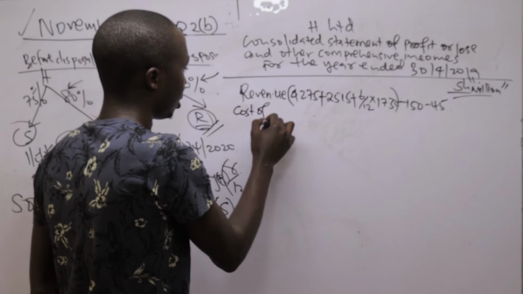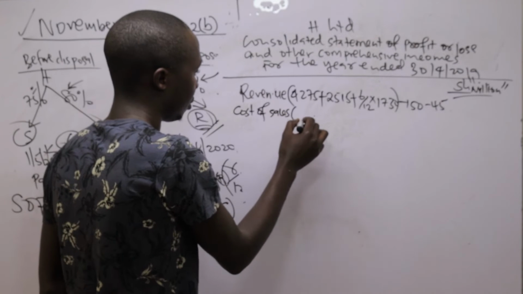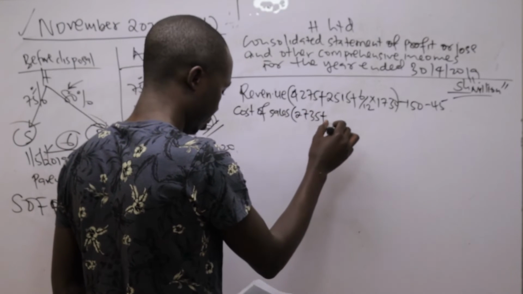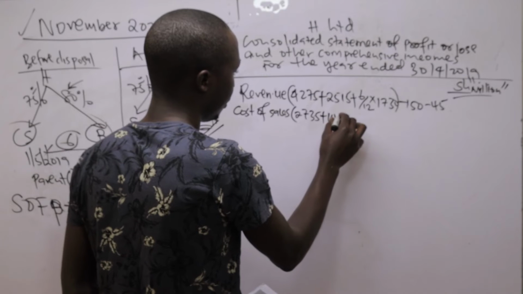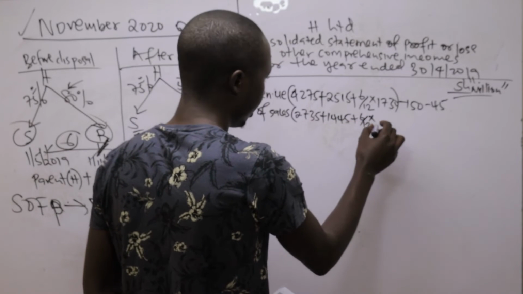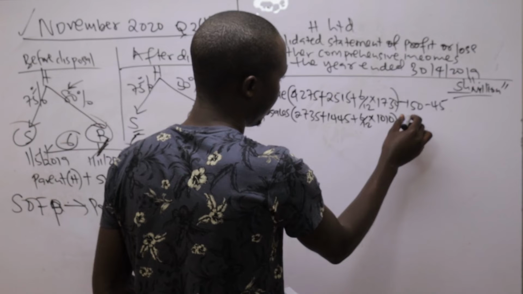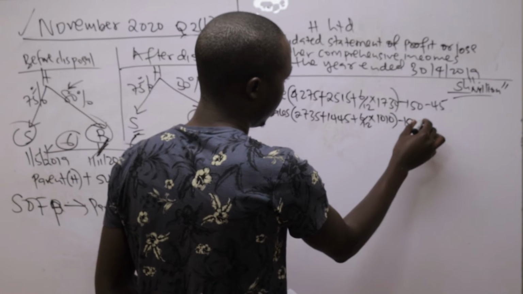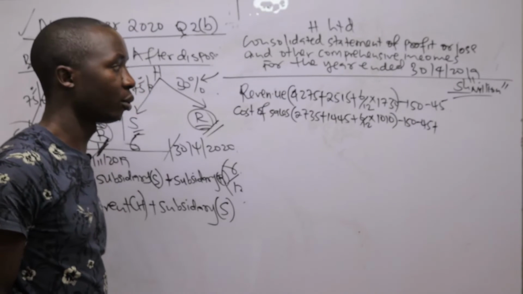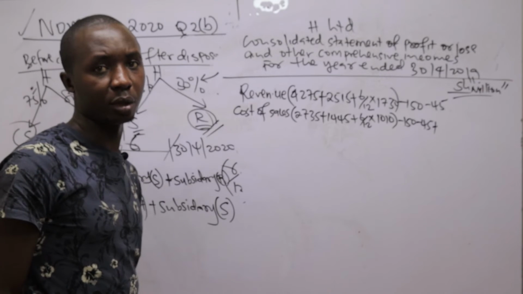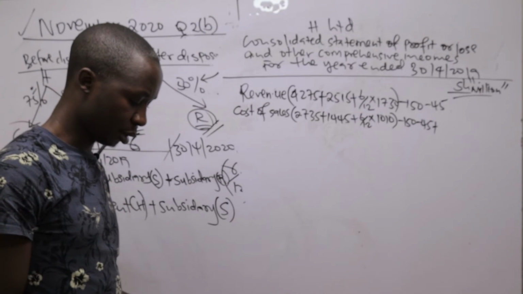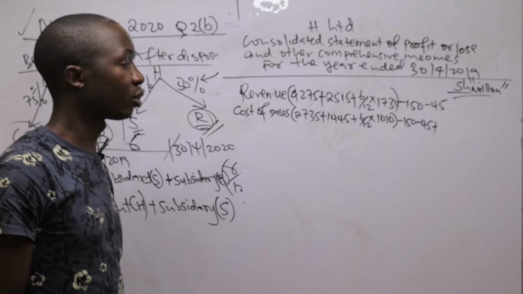So cost of sales: we take 2735 plus 1445 plus 6 over 12 times 1010. So we minus the 150, minus 45, plus the unrealized profit on closing stock, which was present based on the goods which were sold to which company? S. And S never resold all of them.